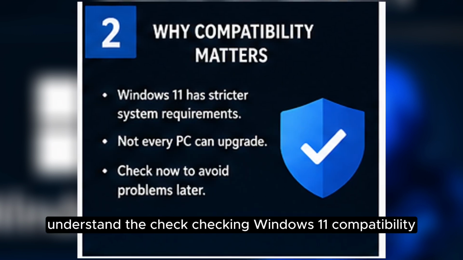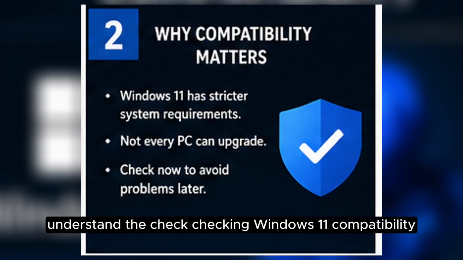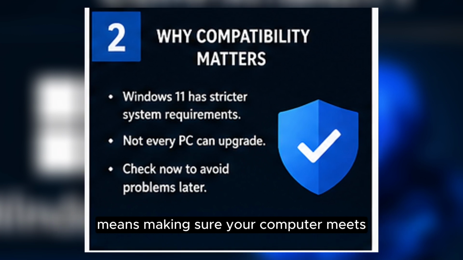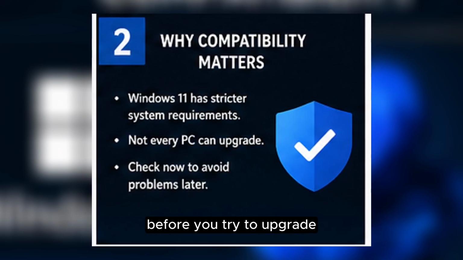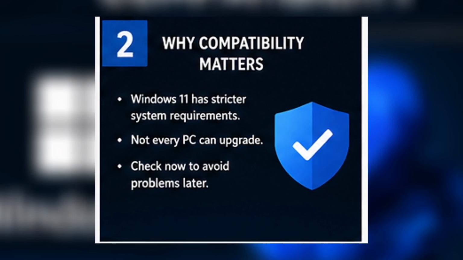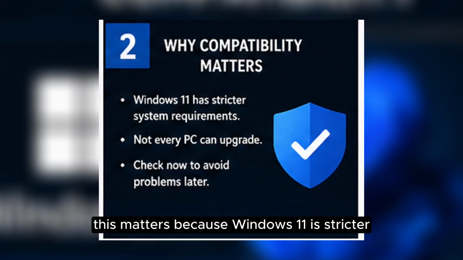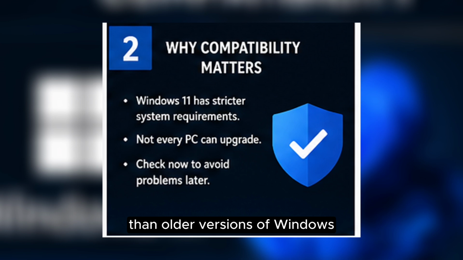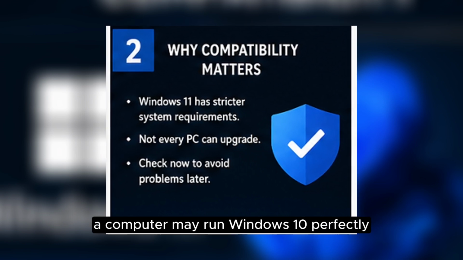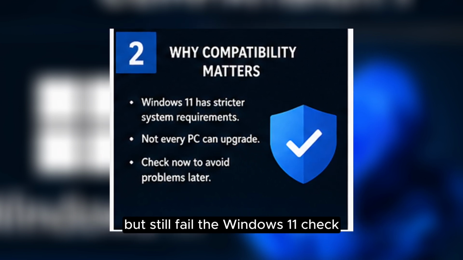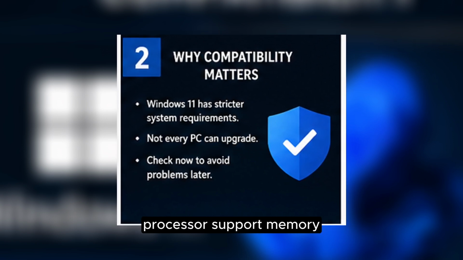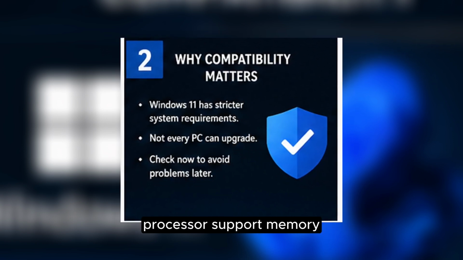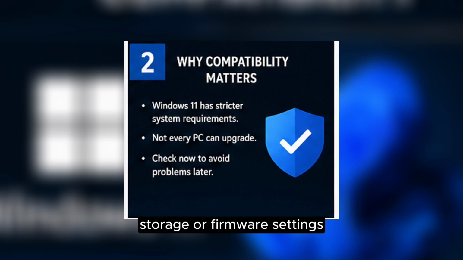Number 1. Understand the check. Checking Windows 11 compatibility means making sure your computer meets Microsoft's minimum hardware requirements before you try to upgrade. This matters because Windows 11 is stricter than older versions of Windows. A computer may run Windows 10 perfectly, but still fail the Windows 11 check because of security features, processor support, memory, storage, or firmware settings.